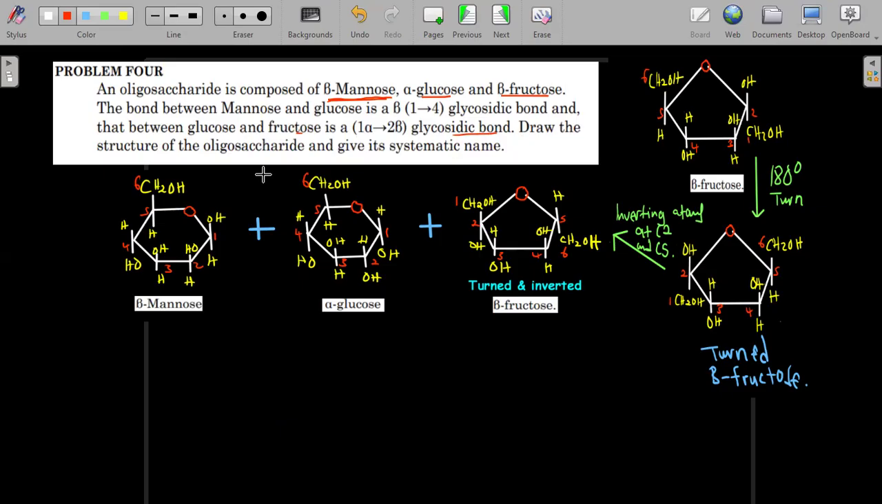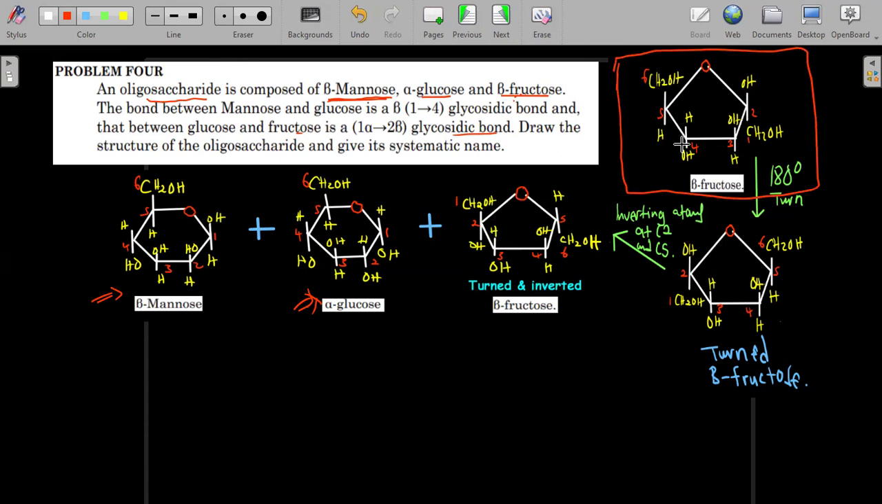All right, the beta mannose has this structure here that I've drawn, and the alpha glucose has this structure that I've drawn there. But this beta fructose here, you don't just add it directly here, because this is an oligosaccharide, meaning we're adding these 3 monosaccharides together. So before you add the fructose here, you have to turn it and invert it. The original structure for the fructose will be this one here that I've written there in red.